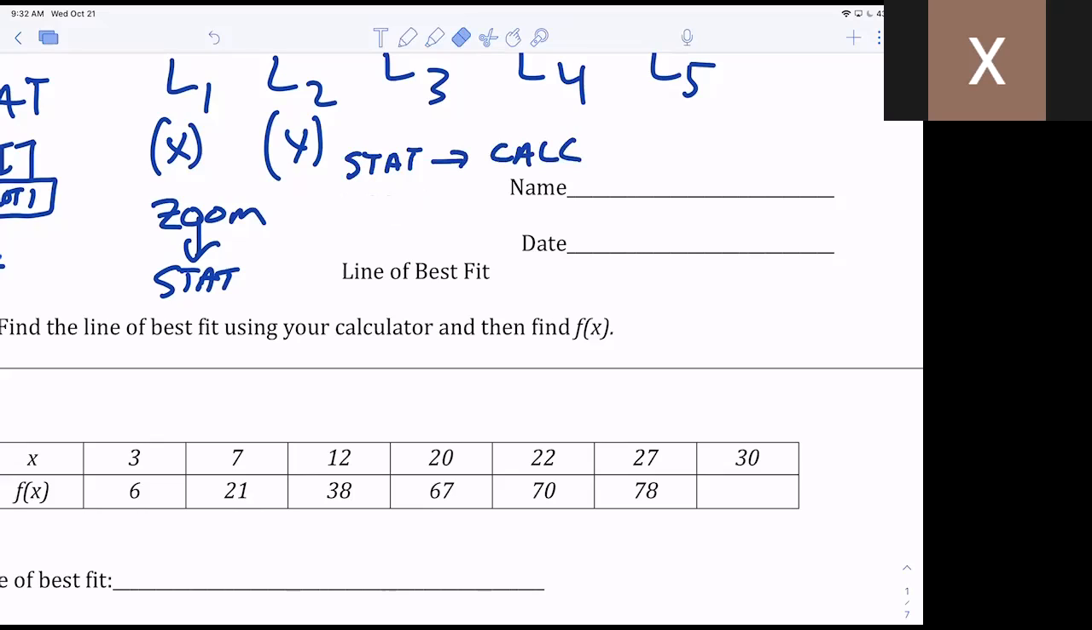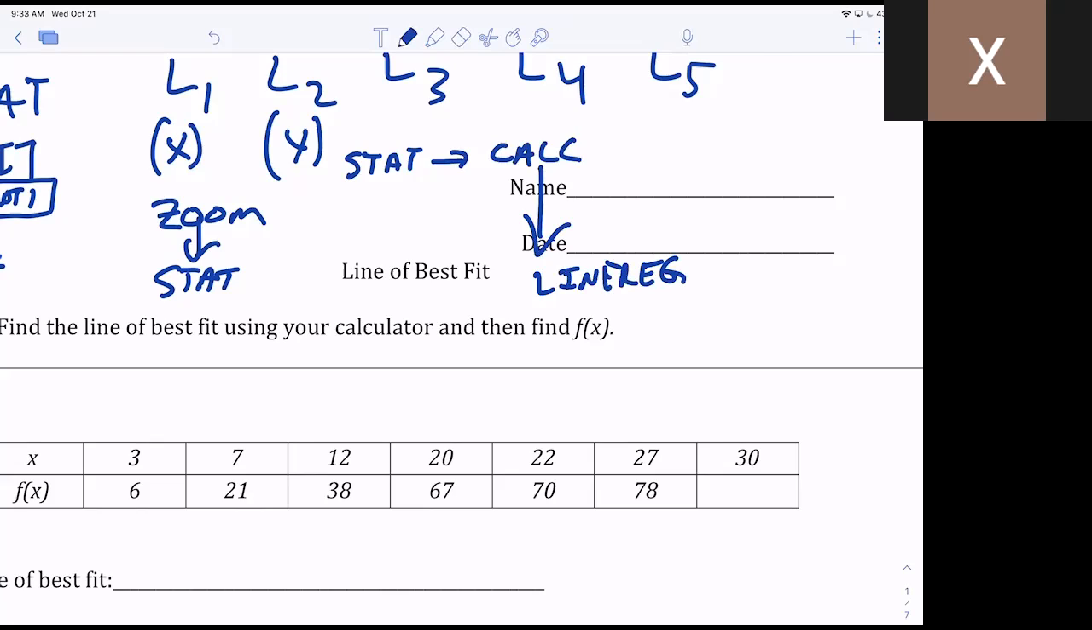All right. So after you hit stat and you go over to calc, you're going to go down, I believe it's number 4, where it says LinReg, which is just the statistical way of saying you're calculating the line of regression. That's what that means. Just go over to calc, and LinReg is number 4.